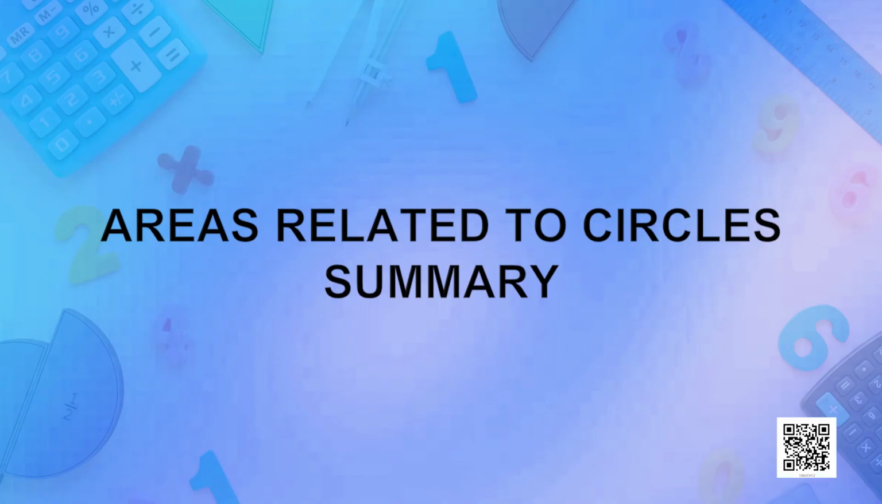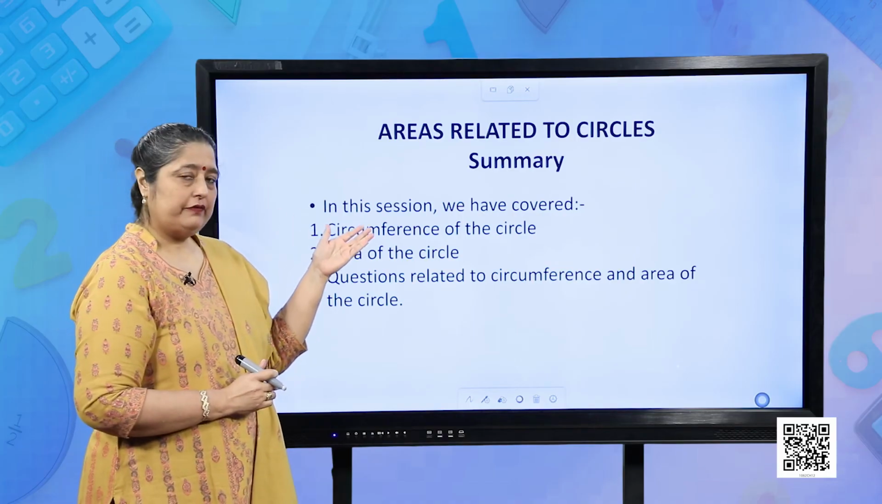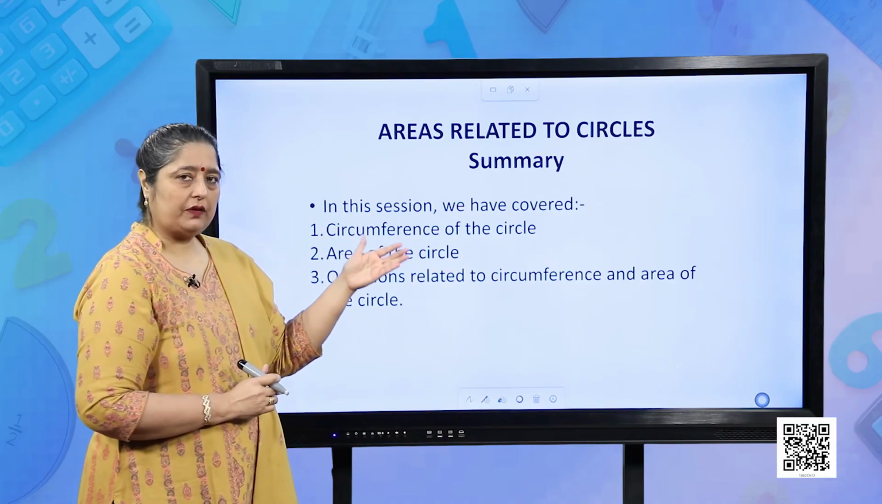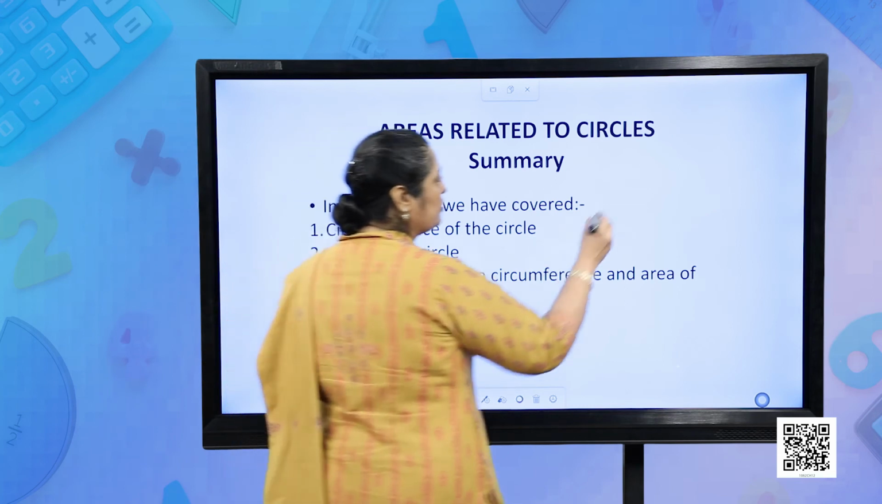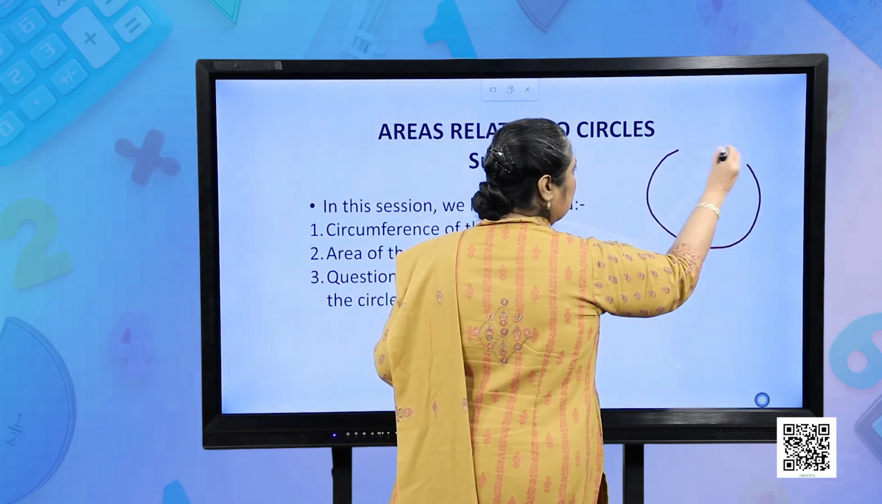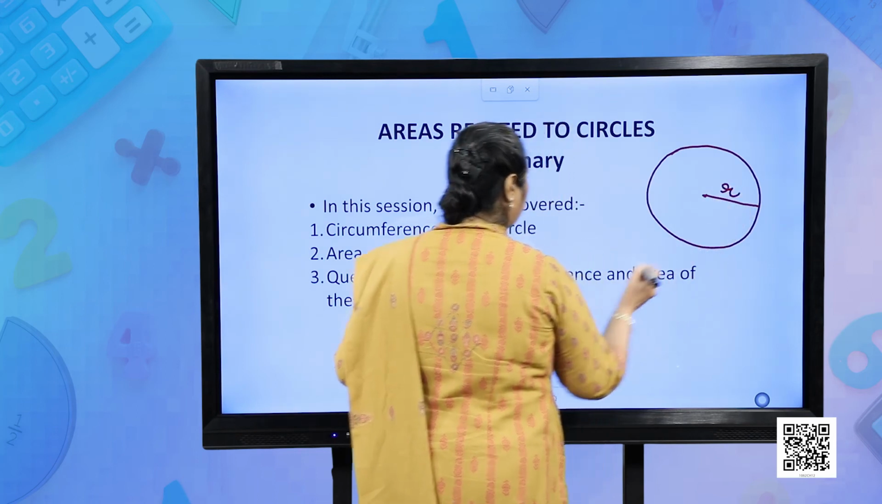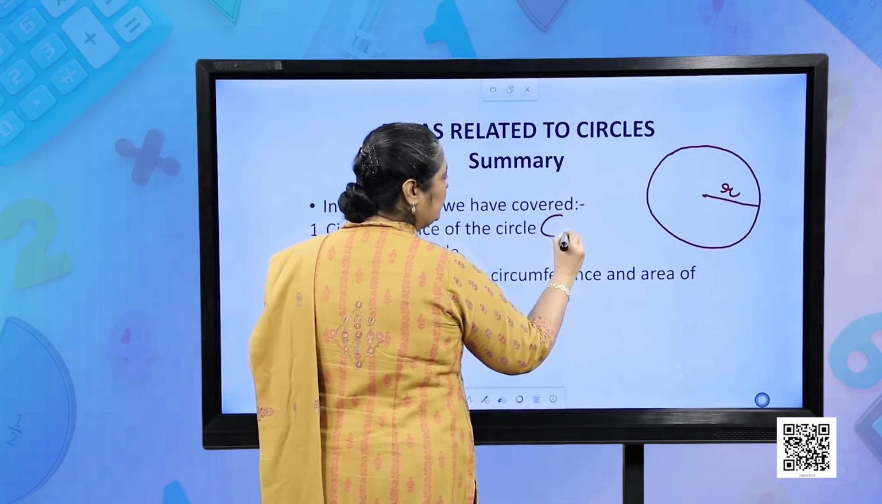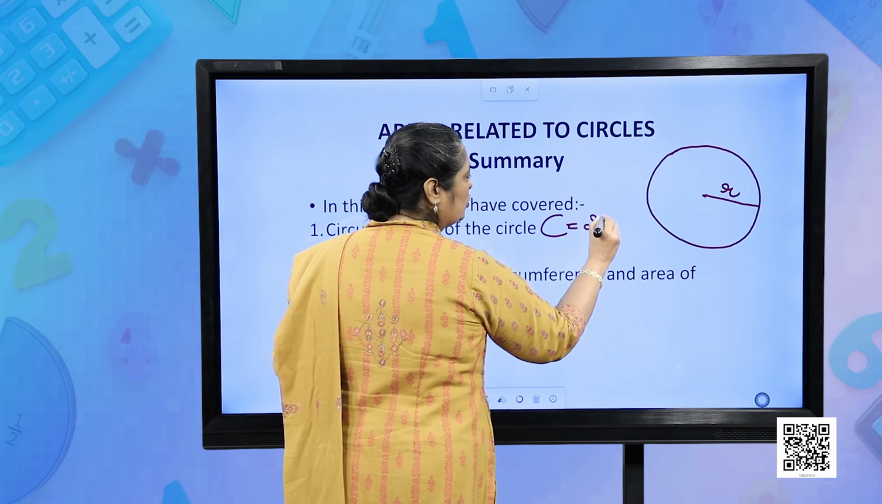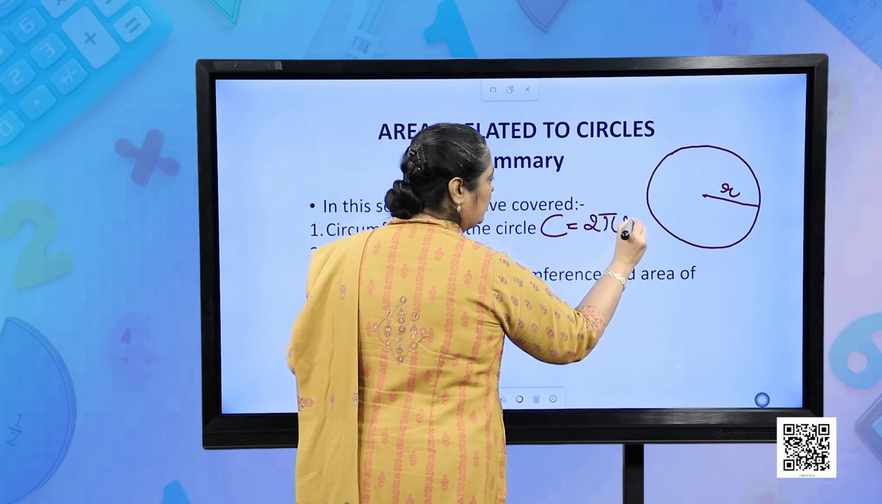Let us summarize this session. In this session, we have covered the circumference of the circle. What is the circumference of the circle? If this is a circle with center C and r is the radius, then the circumference of the circle is C equal to 2 pi r.